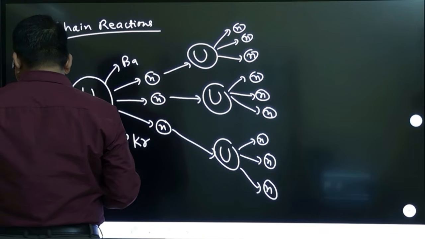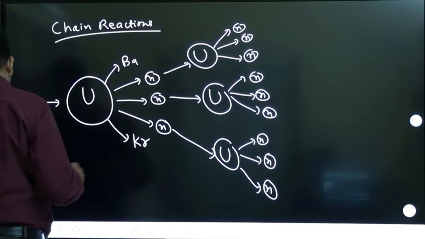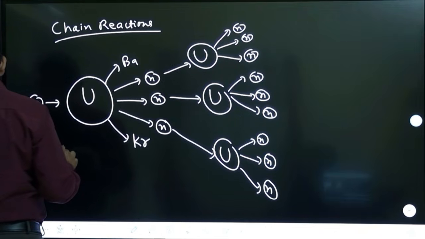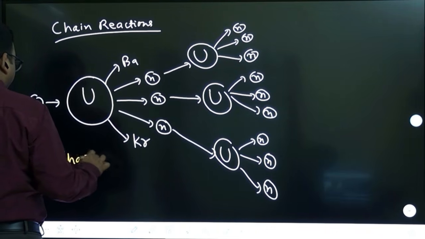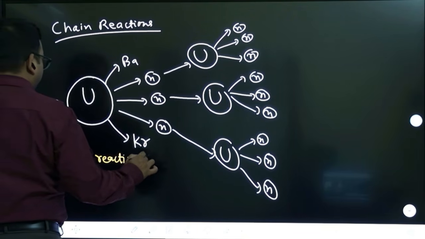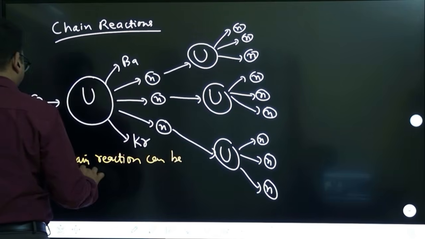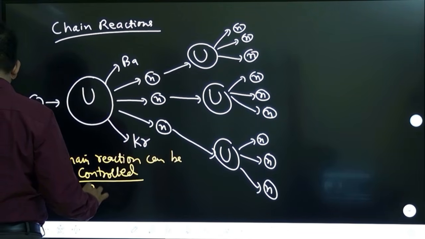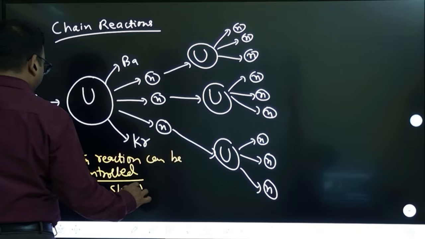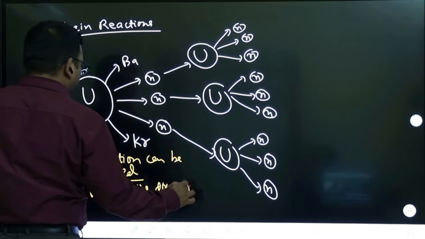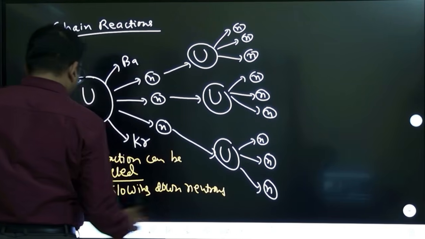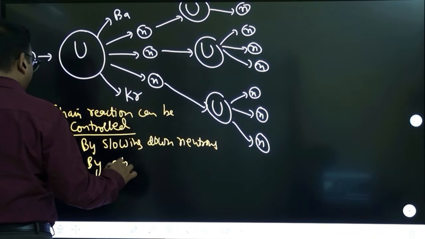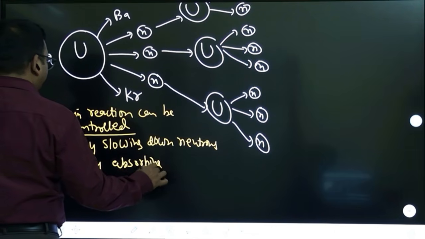Now, the chain reaction we can also control. To control it, we need two things. First, by slowing down neutrons, we have to slow them down, and second, we also need to absorb neutrons.